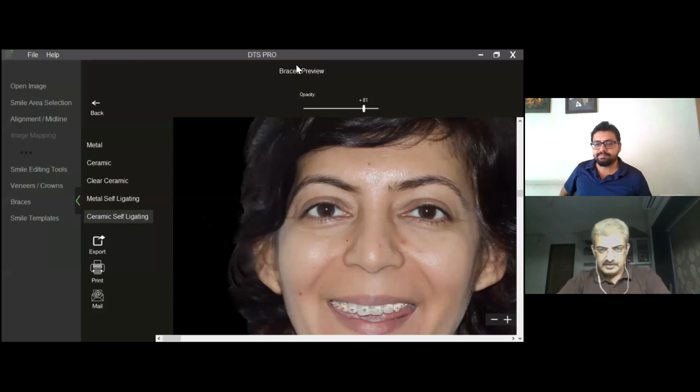Any further questions? In myofunctional cases, yes, you can definitely simulate the jaw advancement, as we saw in a case. Yes, for sure.